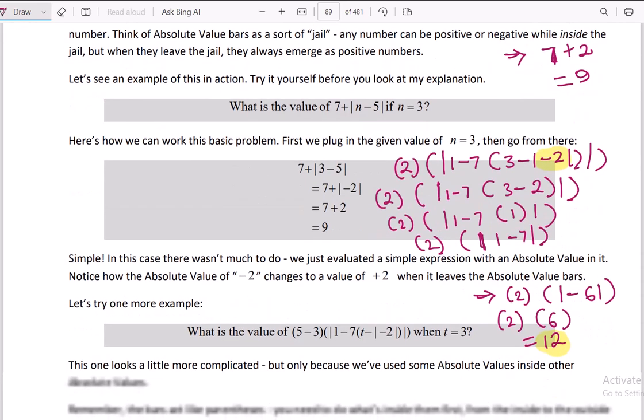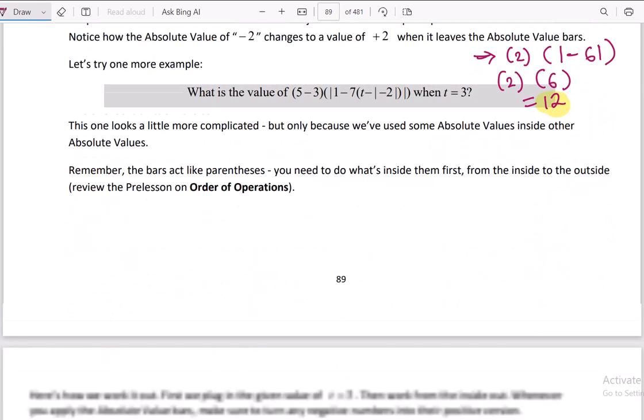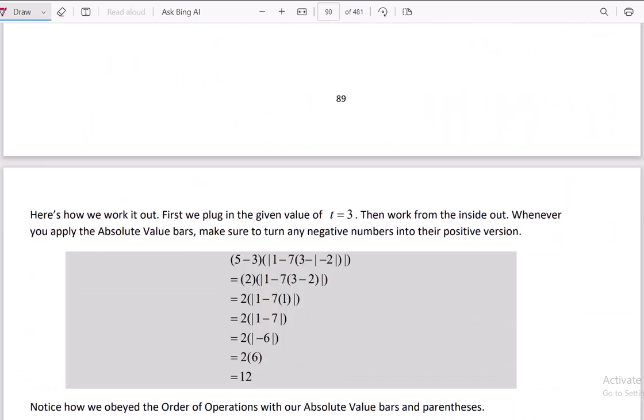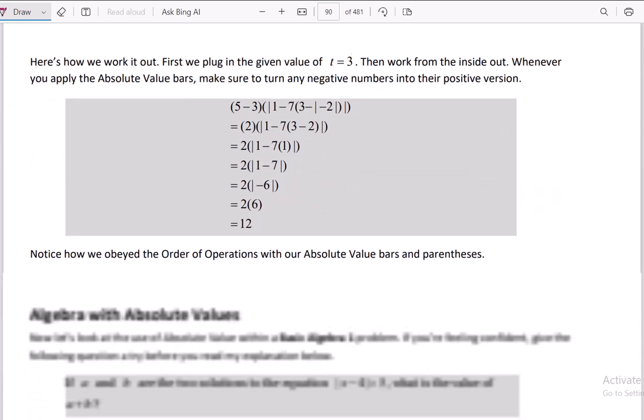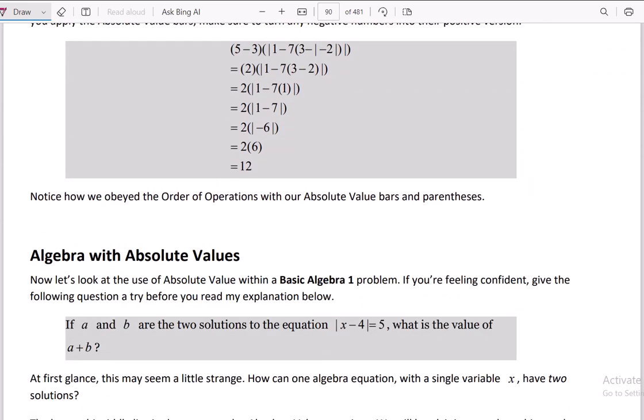So let's just go down. Okay, so let's see what they did. Okay, they got 12. Nice. They got 12. I think they did the same thing, and that was nice. Now look at this. Maybe you're confused about how I got the answer. You can go through this video again, or you can just take a look at what they did. Let's go on to the next example.